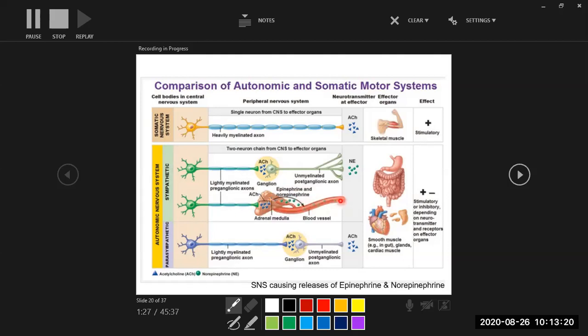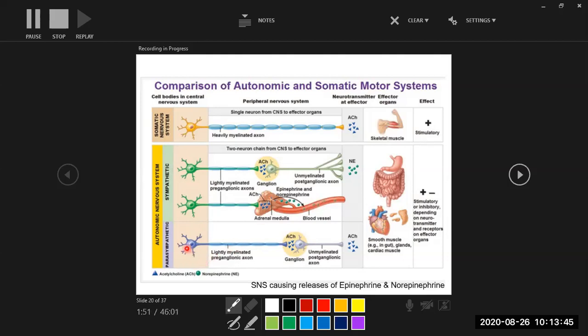And that circulating in the blood serves as a hormone to act on the heart as well as on the vessel. So the sympathetic basically uses two chemicals, norepinephrine and epinephrine, to cause the cardiovascular changes.